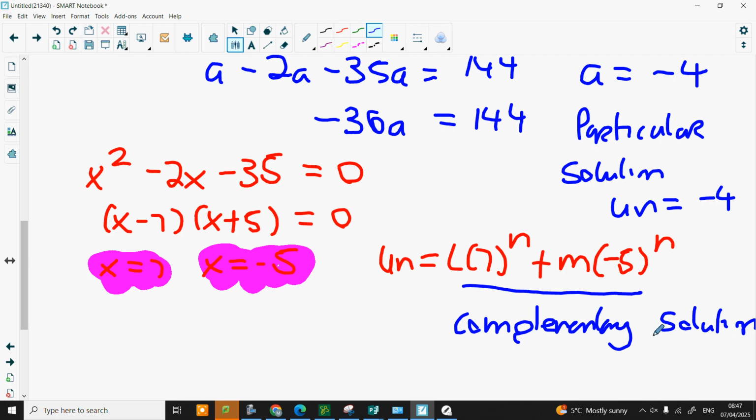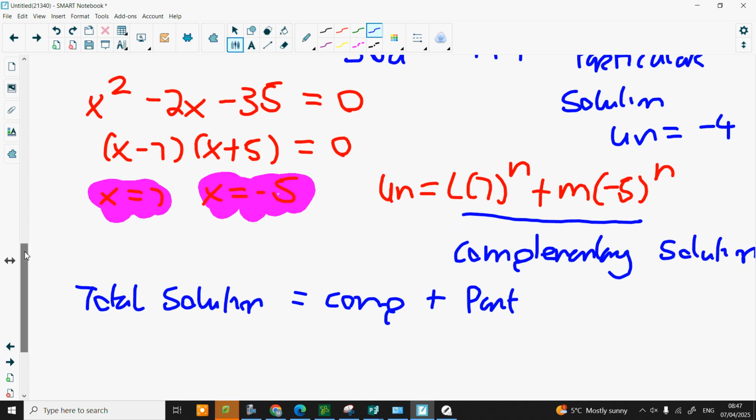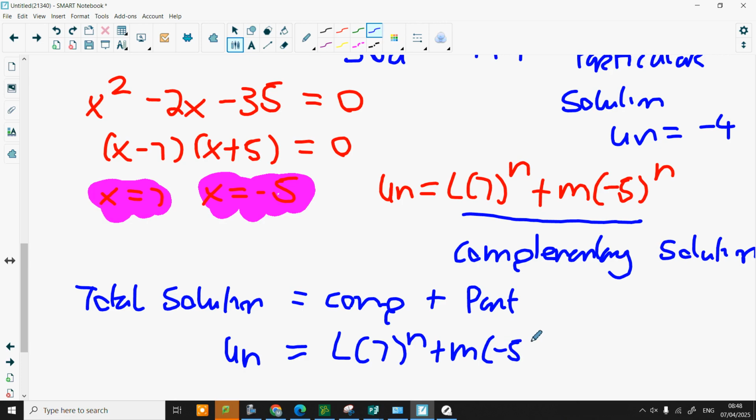Okay. Next thing you're going to do is join them both together to create what's called the total solution. And your total solution is your complementary plus your particular. Is that okay? So what do we think the total solution will be? Anybody? So L times 7 to the power of n plus M times minus 5 to the power of n, and then what we're going to slot at the end? Minus 4.